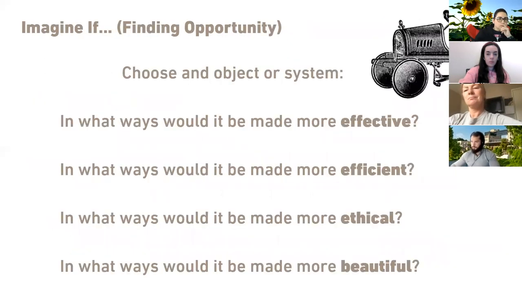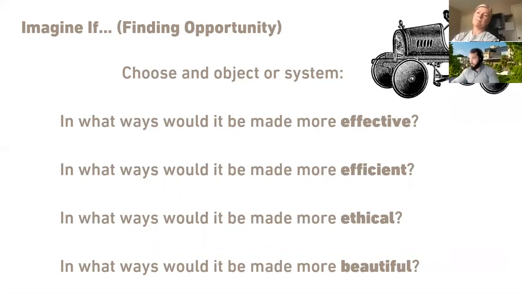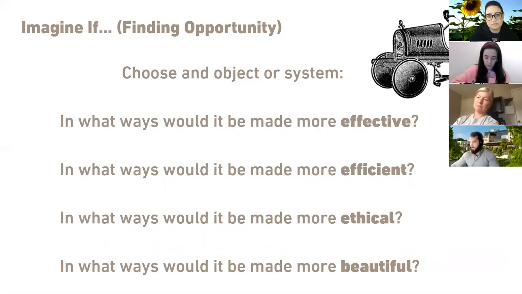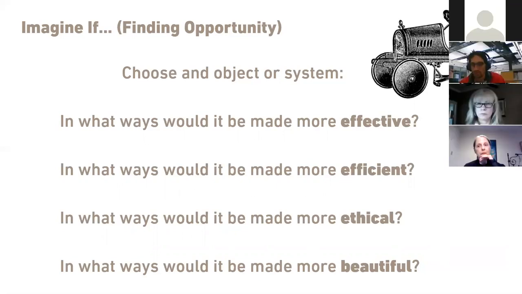And then finding opportunity is, again, looking at how you become a maker, where the agency comes from, how you can change something about this system or this object. This is a very simple one, imagine if, and it asks, how can it be more effective, efficient, ethical, beautiful? And just this thinking routine alone, asking these questions prompts kids or learners to be agents of change.